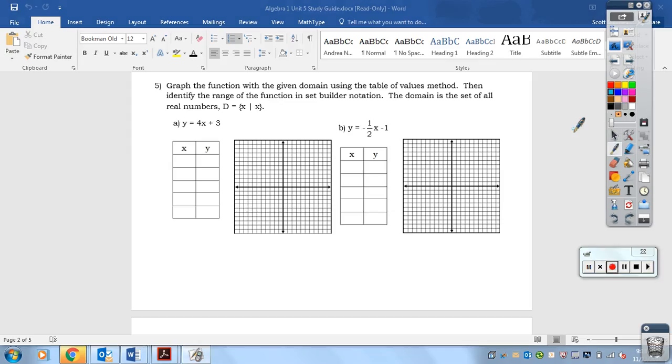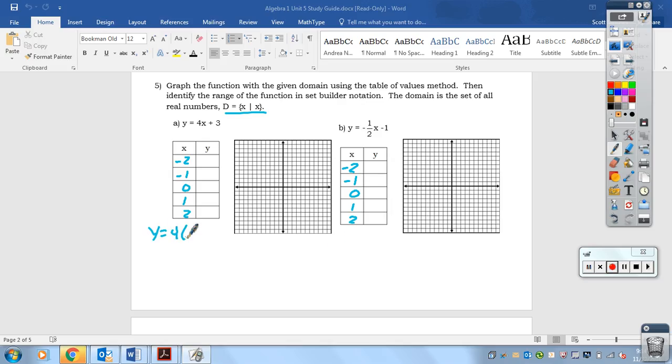These next questions ask us to graph the function with a given domain using a table of values. The domain is all the real numbers. So in other words, whatever x's you want to use. What x's do we generally plug in? -2, -1, 0, 1, and 2. Those are the best ones. And then how do I find my y? I simply plug in, just like we've done before.